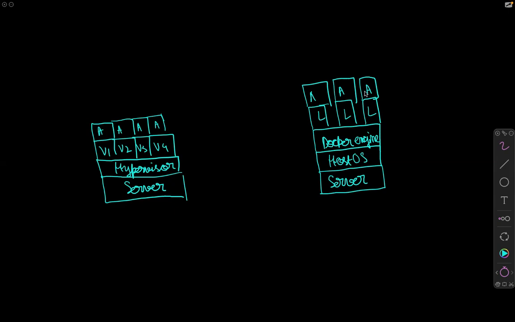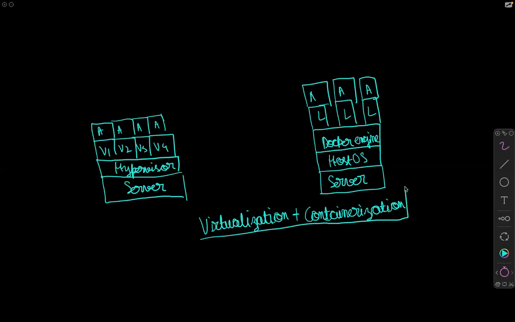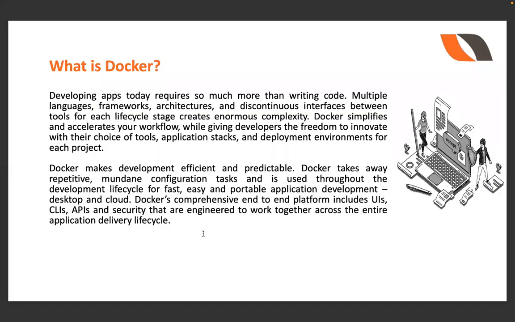So in the IT industry, it's not Docker versus containers. It is the combination of virtualization and containerization. So it's not virtualization versus containerization. It is virtualization plus containerization. And that is how we can increase the performance of the processes, of the products that we are building in our organizations. So this is where Docker steps in, okay?